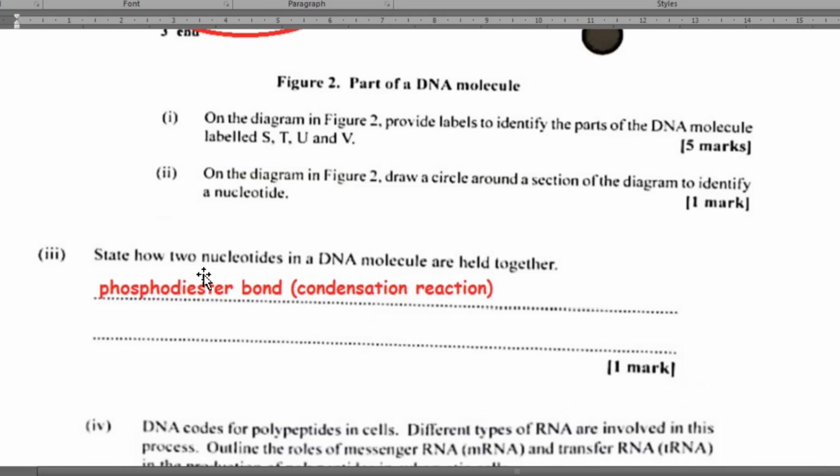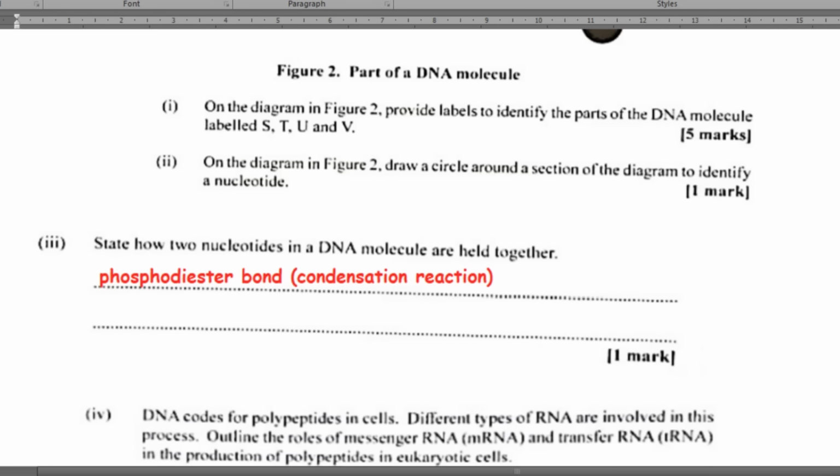State how 2 nucleotides in a DNA molecule are held together. Well, this is called a phosphodiester bond, and it's formed by a condensation reaction. When you want the mark, you just have to name it.